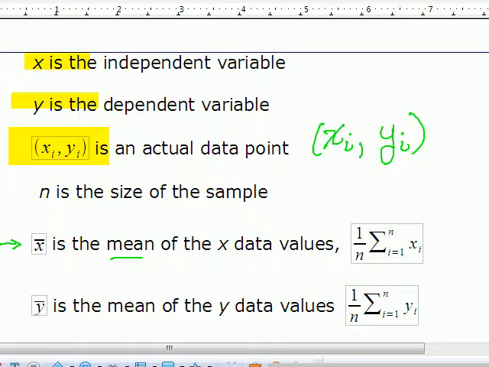X bar is the mean of the x data values. We're not used to taking the mean of the x data points. We usually don't worry about the mean of the x's. We're very used to taking the mean of the response variable, the y. Same thing, add them all up and divide by n. But both of these are used in the calculations. So the bar means mean values of the x values, mean of the y values.